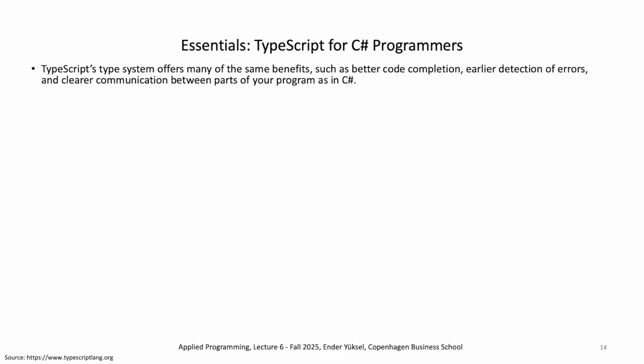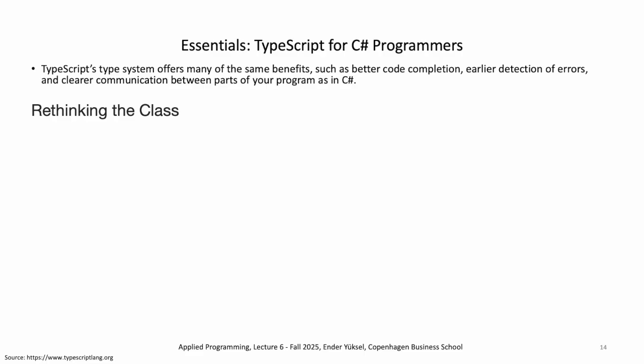Now, as the prerequisite of this course is the object-oriented programming course where you learned C#, I would like to continue with TypeScript, but TypeScript for C# programmers. That would be the knowledge we will try to get. TypeScript's type system offers many of the same benefits as in C#, such as better code completion, earlier detection of errors, and clearer communication between parts of your program.